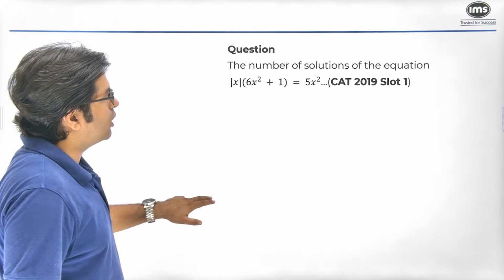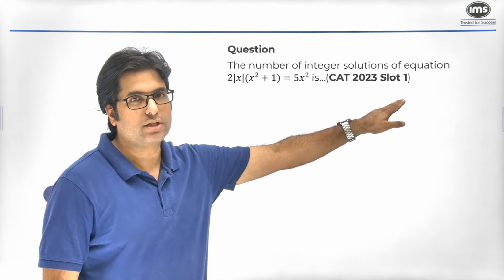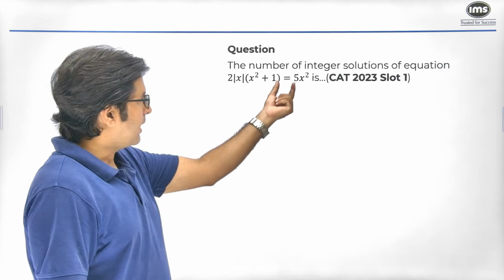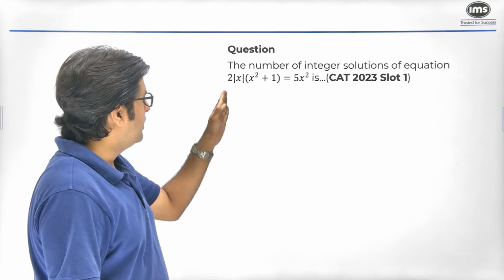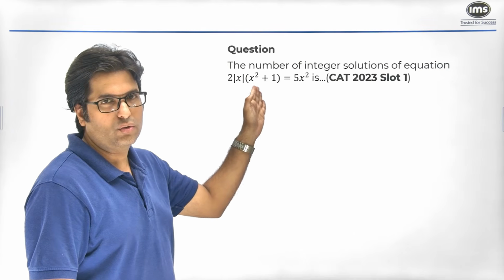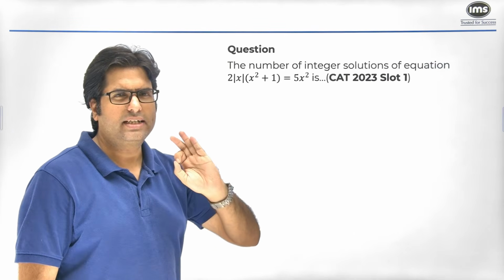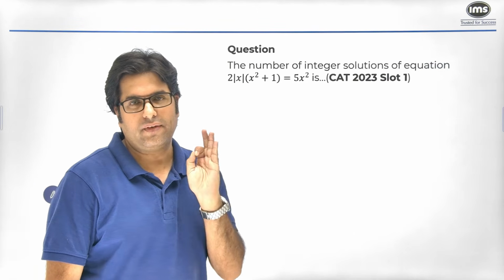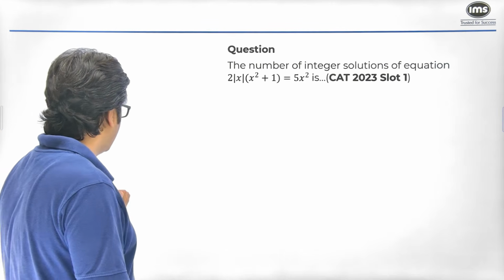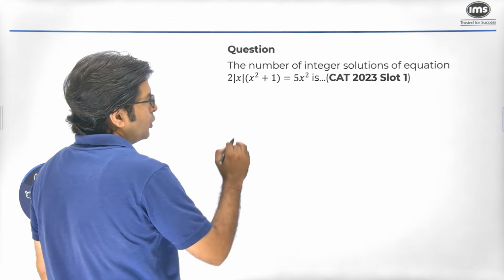So CAT 19 slot 1, and here it is CAT 23 slot 1, 4 years later. The right hand side they haven't changed, 5x square. It's just that they've changed the values from 6 to 2 and some coefficients. Otherwise, it's an exact replica of the question type, if I can use that term. Pause the video, try and get to the answer quickly. Now I'm going to move fast.